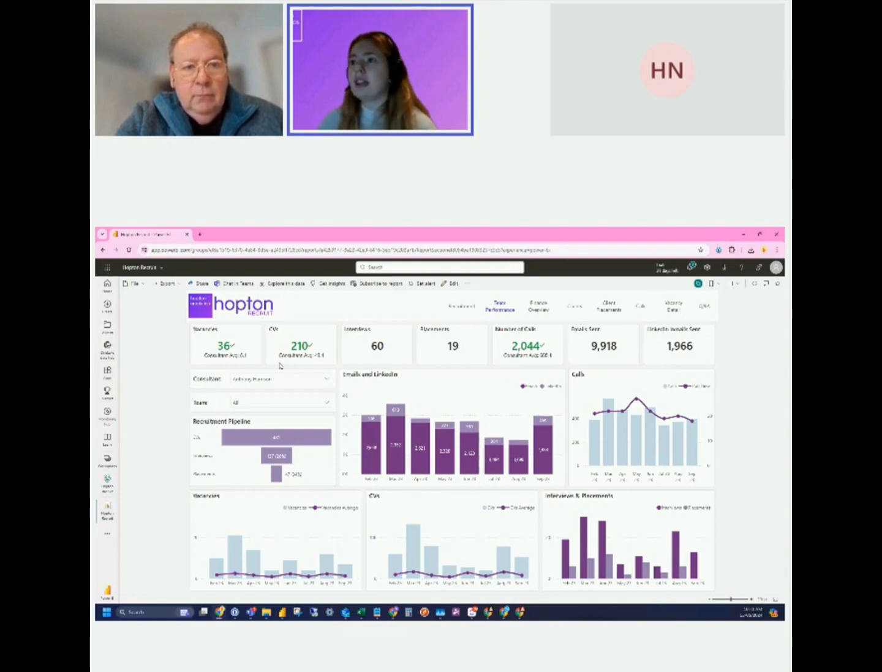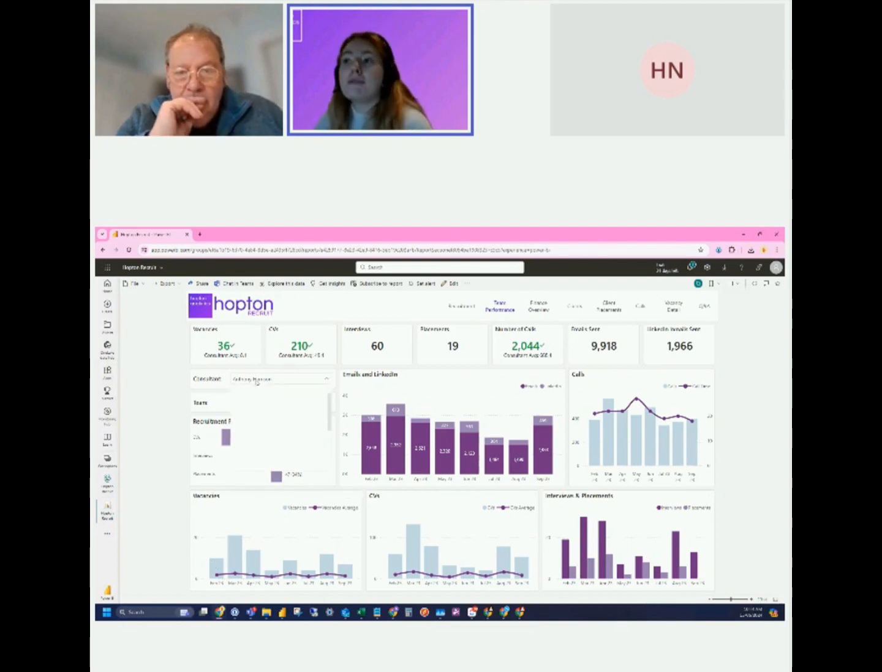So these cards up the top, now they're giving us a benchmark. So we've set targets for all of our consultants, and that's just the average for the consultants across the business. And we can see that across the board, Anthony is performing above average. So he's dealing with more vacancies, he's sending more CVs, and he's making a number more calls than the average person across the business. And we can also see his activity over the time period as well.